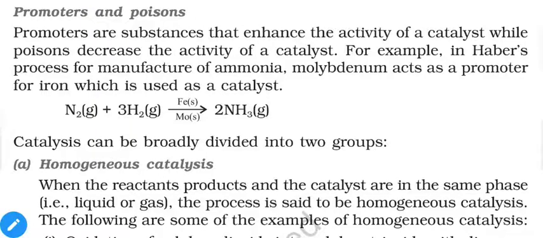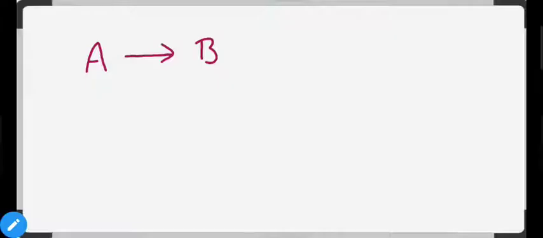And same thing, if you are using poisons, then it will affect the efficiency of the catalyst and the rate of reaction will decrease. Now let us assume we have a reaction going from A to B. Without any addition, this reaction takes 10 minutes to reach equilibrium. Now with the help of catalyst C, this reaction takes only 1 minute.